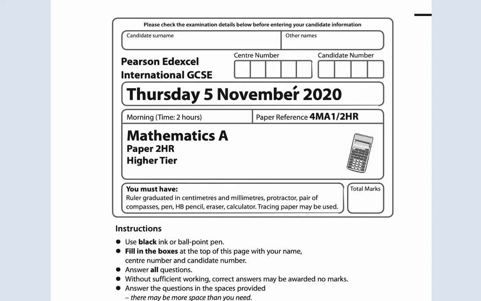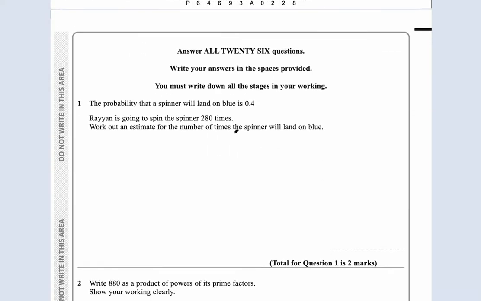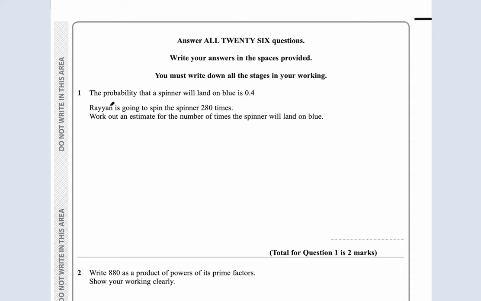Hi guys, okay, we have November 2020, two HRs. Make sure you've got the right paper. And here we go. So it says, question one.